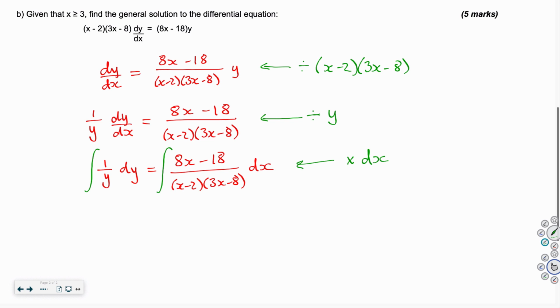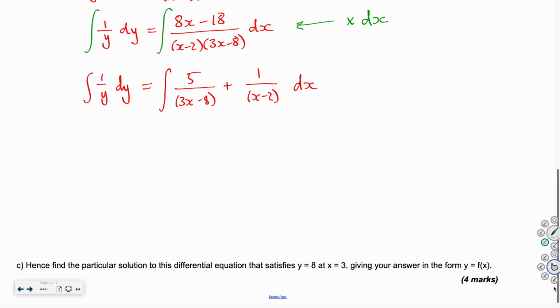So what we can say is integrating 1 over y with respect to y is equal to, and then we're going to change this fraction here into its partial fractions equivalent, which we just worked out was 5 over 3x minus 8 plus 1 over x minus 2. And make sure you get the right numbers over the right bracket, and we're going to integrate that with respect to x. So now all we're going to do is just integrate as normal.